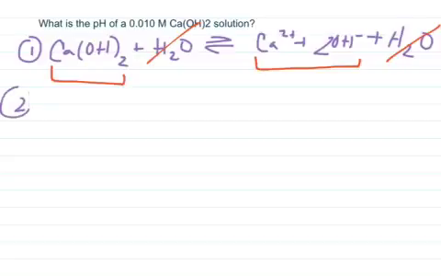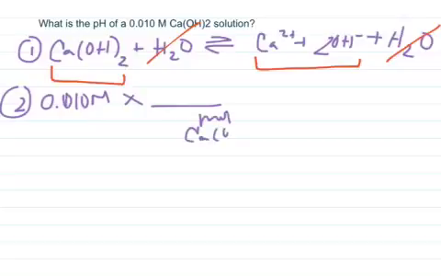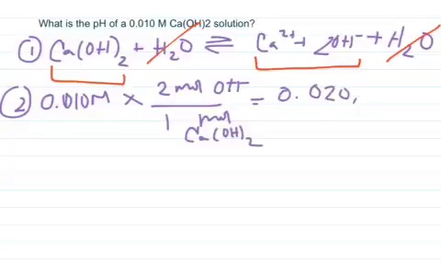Number 2, now we're going to take our molarity and convert it into hydroxides. So 0.010 molar times moles of the calcium hydroxide, which we have 1 of, but we have 2 moles of that hydroxide. So that's going to give us 0.020 molarity of that hydroxide.